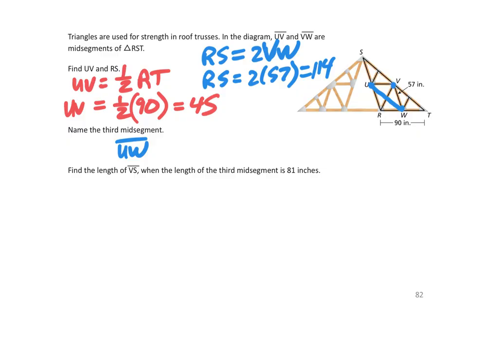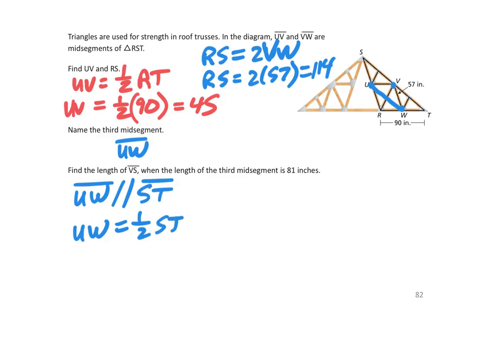ST, okay? Here's the side. Here's the side of the triangle. We're talking about this big triangle right here. It will be parallel to ST. So that would be one thing I could say about it, that UW is parallel to ST, because that's the side of the triangle that it's opposite of. Okay, the other thing that I know is that UW is going to be half of ST.